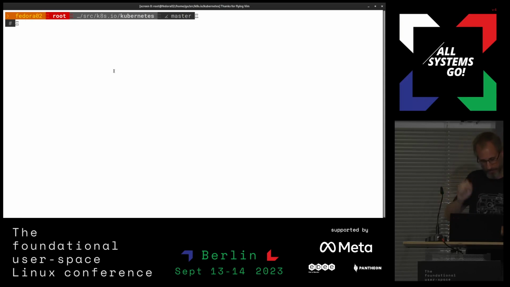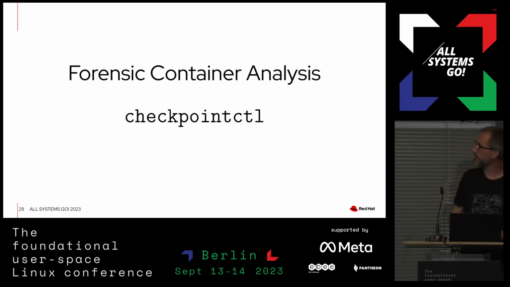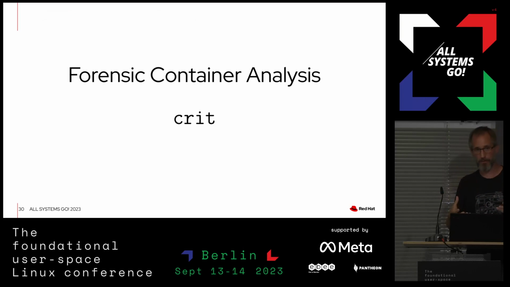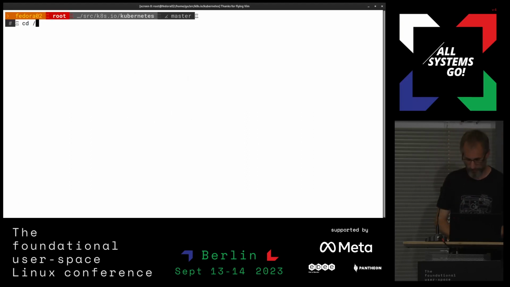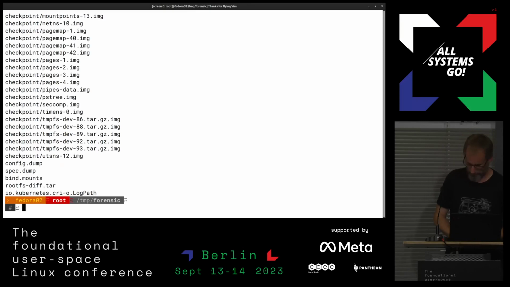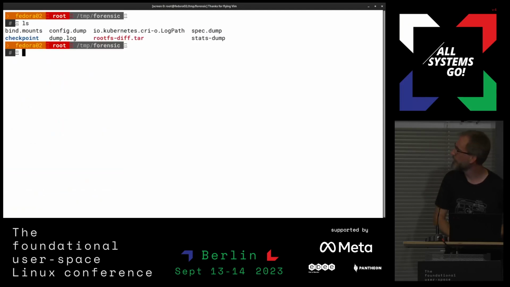But what we also can do is we can unpack the checkpoint manually. And then we can look at the image files that CRIU created using CRIT. CRIT is a CRIU image tool. It can show you all the information CRIU collected during checkpointing of a process. So let's just unpack it, and then we see what files are in the tar archive.